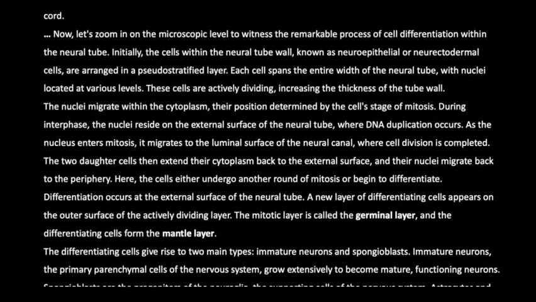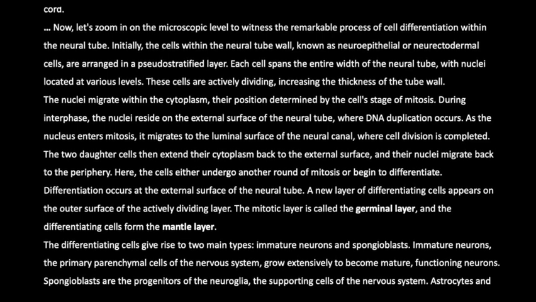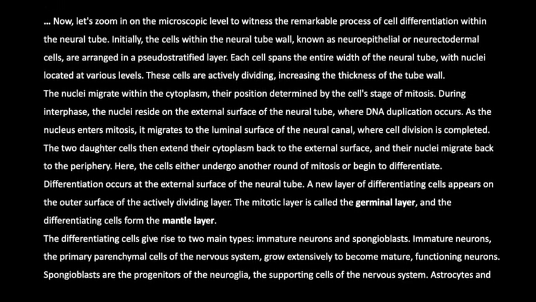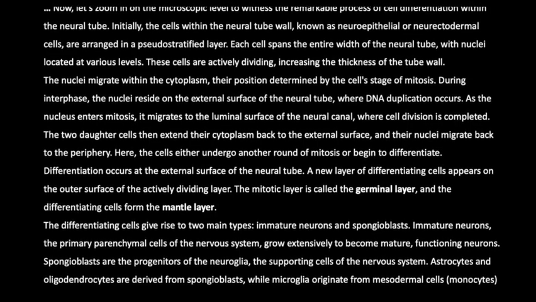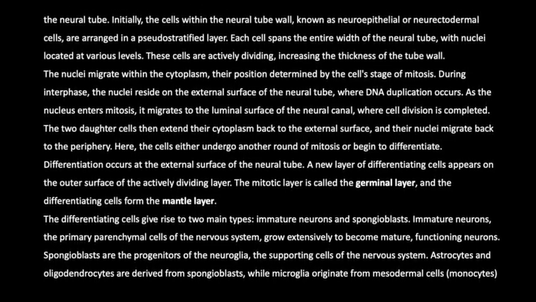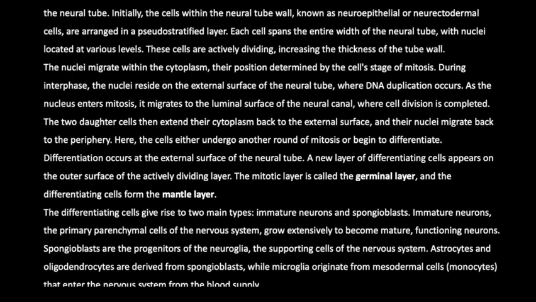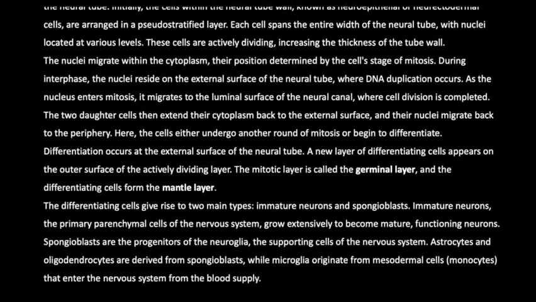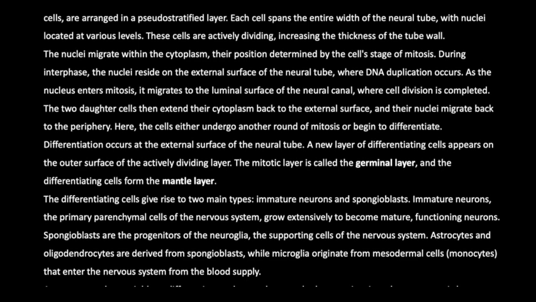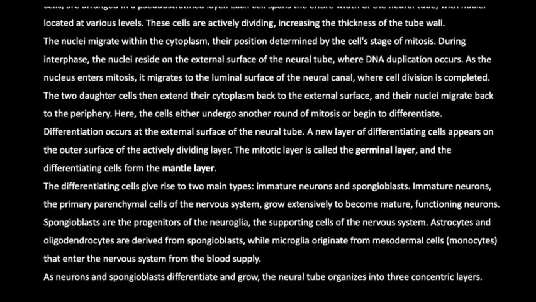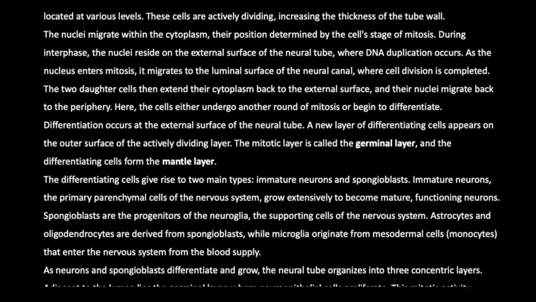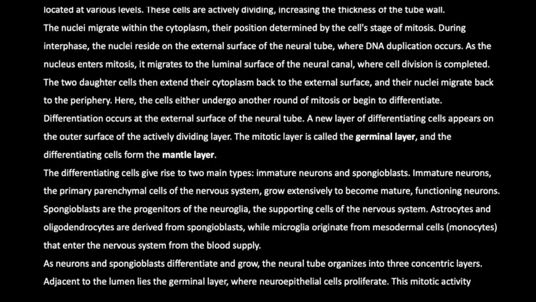During interphase, the nuclei reside on the external surface of the neural tube, where DNA duplication occurs. As the nucleus enters mitosis, it migrates to the luminal surface of the neural canal, where cell division is completed. The two daughter cells then extend their cytoplasm back to the external surface, and their nuclei migrate back to the periphery. Here, the cells either undergo another round of mitosis or begin to differentiate.